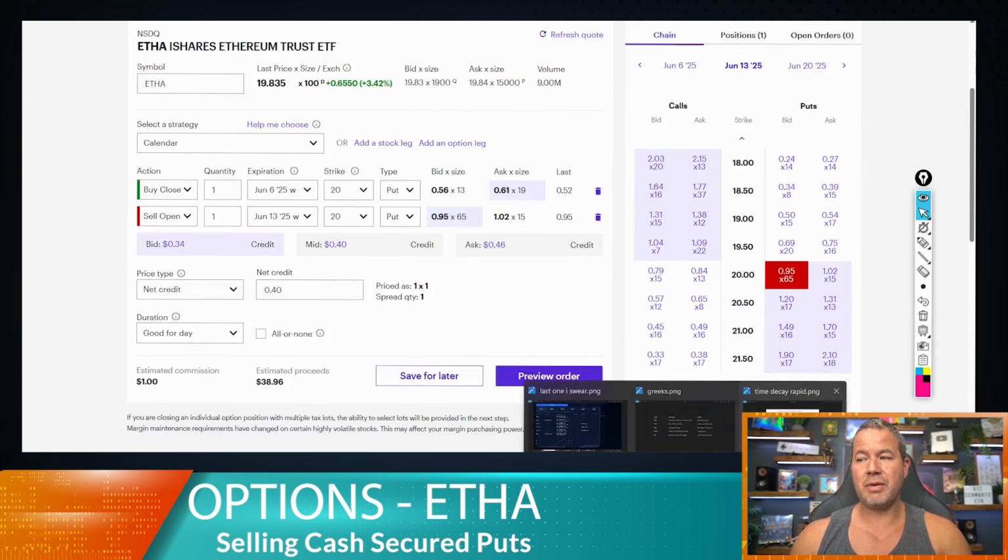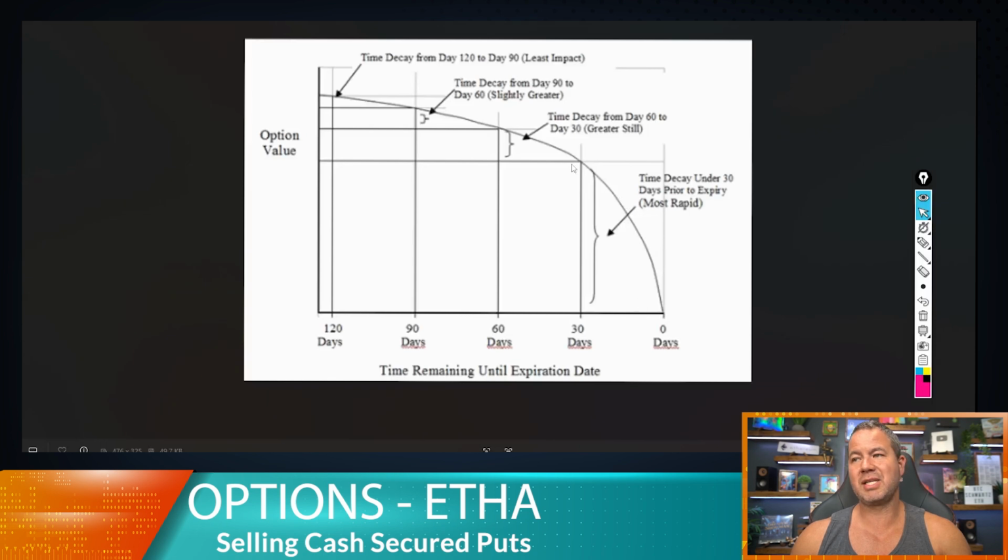Now I have a little image to illustrate time premium, and since we're in the last little bit of time premium, you'll notice that this stuff starts to decay really quickly towards the end of when an option expires, which is really important to know. So that's why we're trading and selling these last couple weeks of the puts, because that's when the most rapid time decay happens.